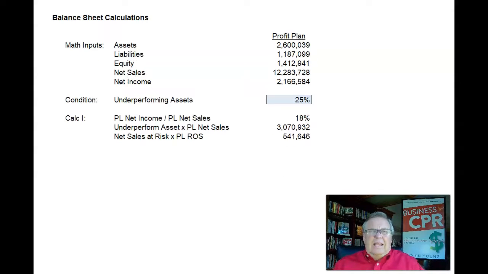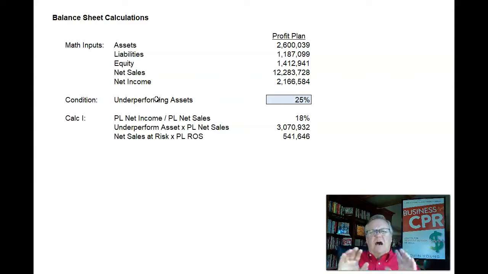Well, it could be a potential of $3 million in sales difficulties. In other words, you've got a goal of $12 million in sales. If 25% of your assets that exist to help you realize that $12 million in sales aren't carrying their weight, that's your exposure, $3 million. You put your return on sales against the $3 million, and that's your bottom line exposure. So again, you're putting a quarter of your profit plan at risk anytime you have underperforming assets.